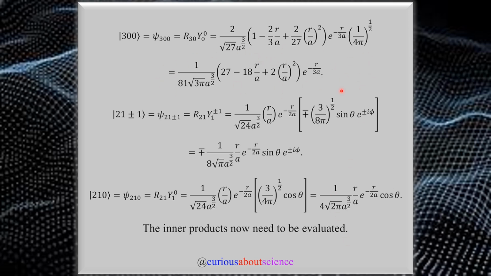Here is the 300 wave function. Here is the 2-1 plus or minus 1 wave function, and here's the 2-1-0 wave function. Okay, lots and lots to clean up, so be very, very careful whenever we approach this, okay? And I'm purposely putting things to half powers because we know that in the inner product, we're going to have the conjugate times the other wave function, so we'll have squares appearing everywhere, all right?